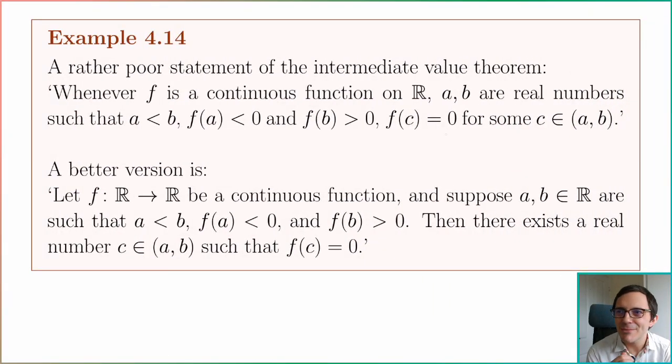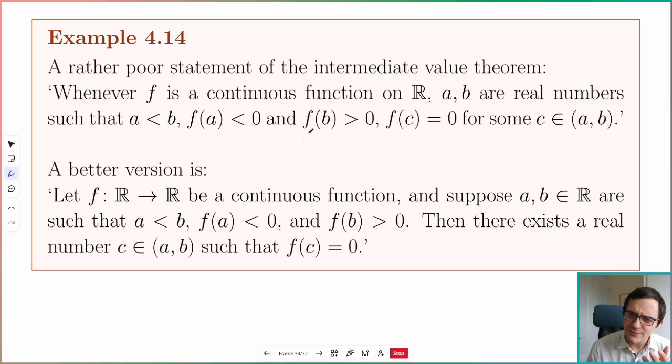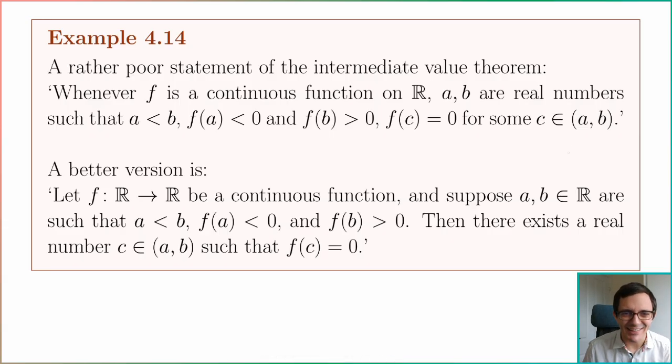So you'll see at some point in the first year, if you do the analysis course, something called the intermediate value theorem, which I've got twice on the screen, once quite badly at the top here. So maybe what I might say out loud. Whenever f is a continuous function on the reals, a and b are real numbers such that a is less than b, f of a should be negative and f of b should be positive, and then f of c is 0 for some c in the interval ab.